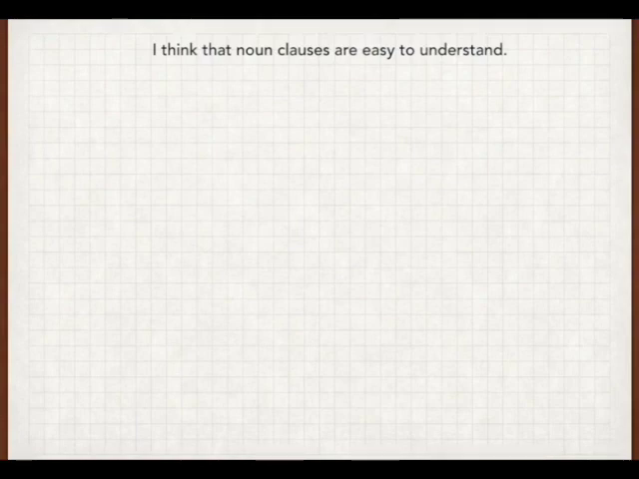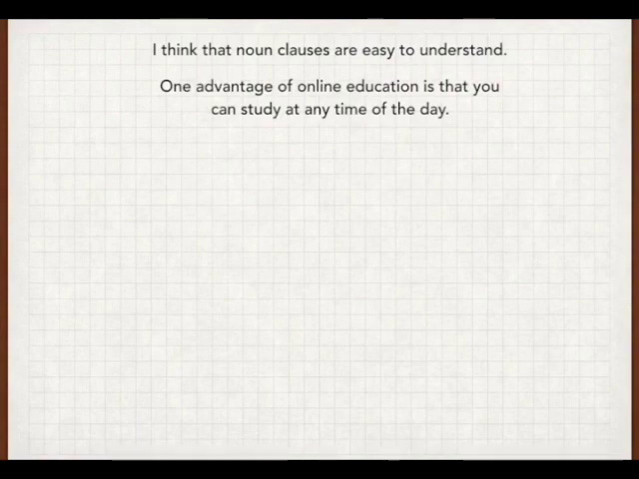Let's look at a good example for writing paragraphs. One advantage of online education is that you can study at any time of the day, and that's a noun clause. Now, a very common noun clause that I'm sure you have used, at least I hope. Let's look at this sentence. I'm sorry that I'm late. Now this is very important. If you're late for class, you should always say, I'm sorry that I'm late. Now in this case, sorry is an adjective, that I'm late is the noun clause.